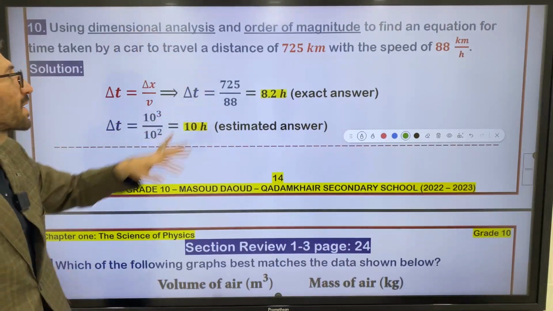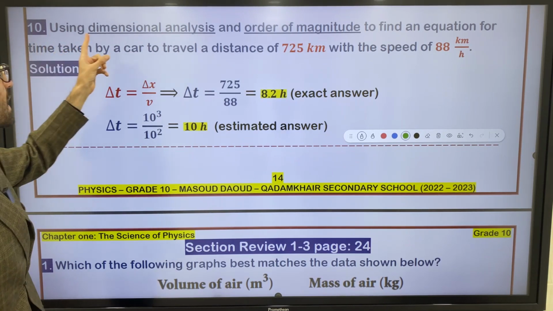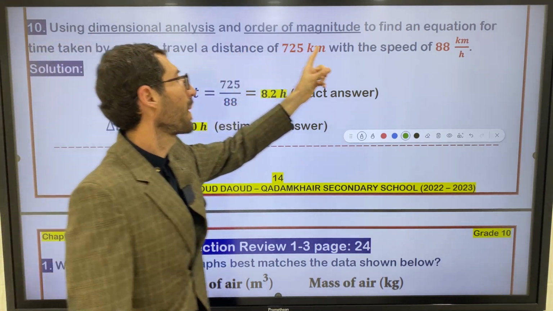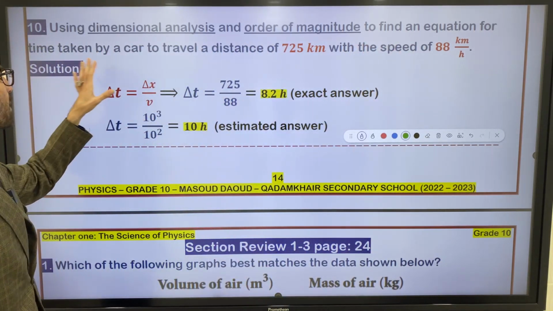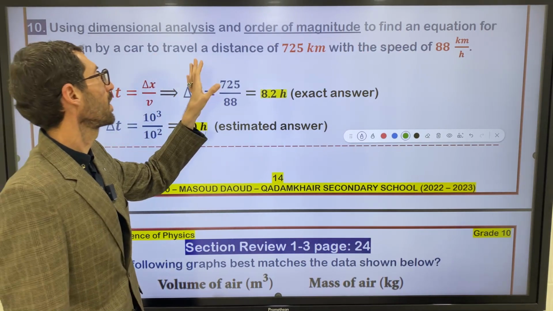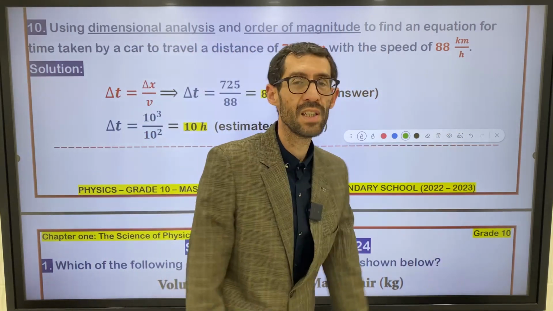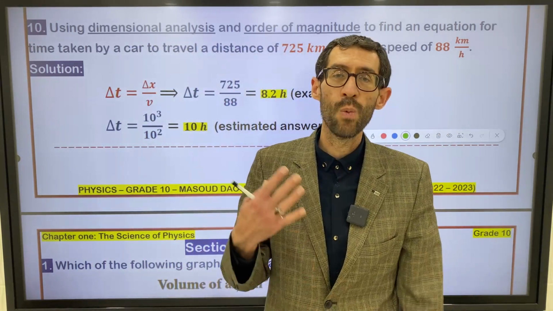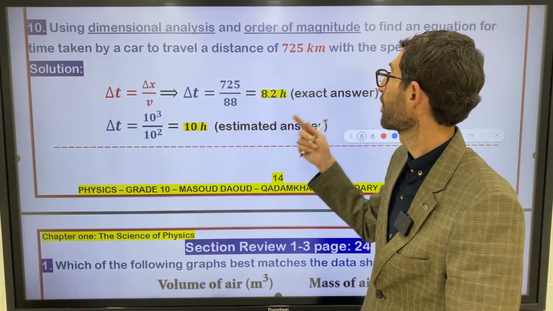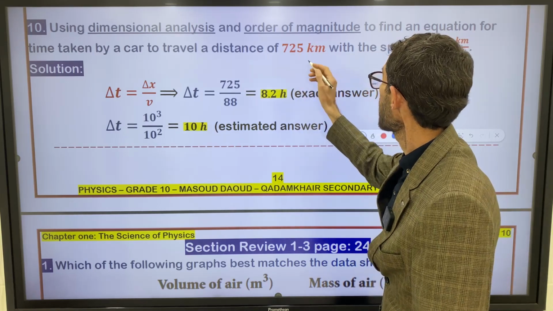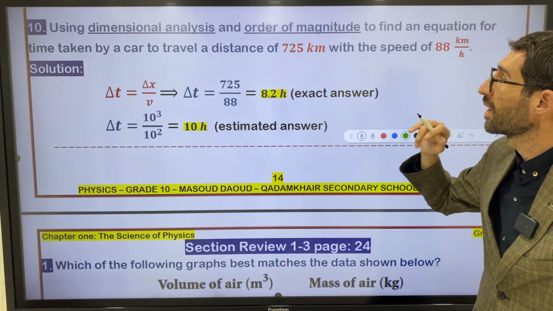This is the question. Question number 10: using dimensional analysis and order of magnitude, find an equation for the time taken by a car to travel a distance of 725 kilometers with the speed of 88 kilometers per hour, right? What's given, or what's unknown? They are given: we have the distance and velocity of the car.